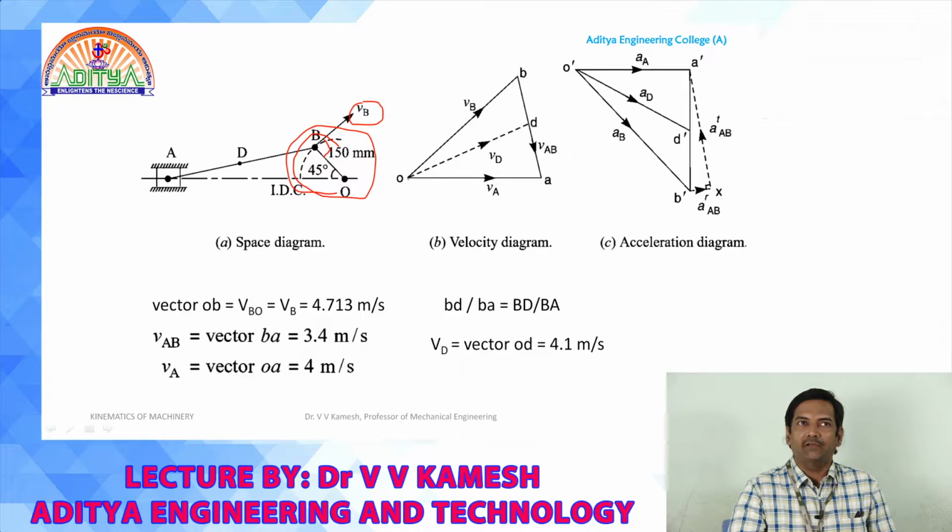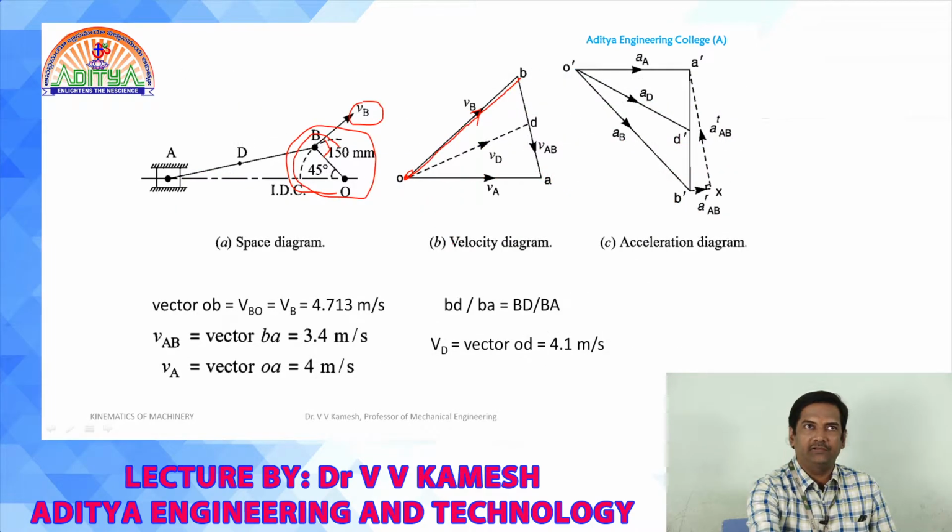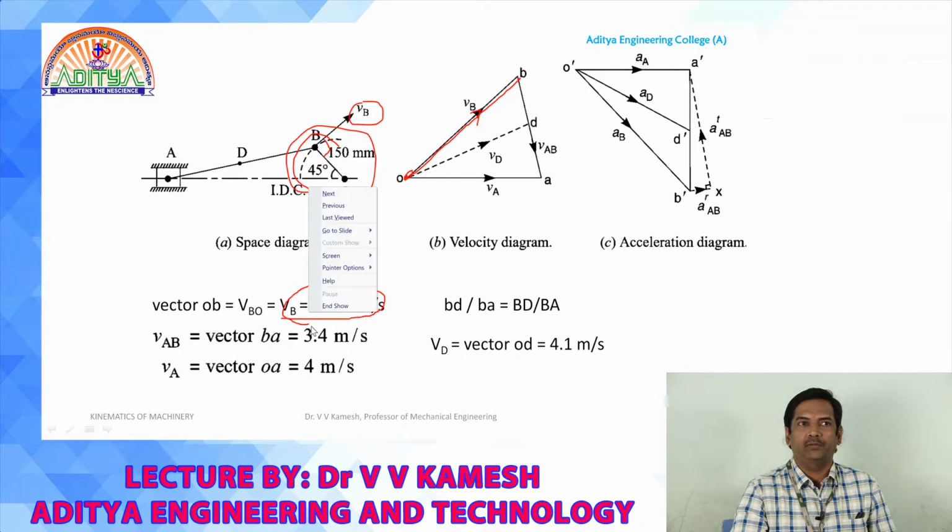So, in the velocity diagram, first we need to start with O. Parallel to this VB direction, we will draw OB, which is equal to the VB calculation. How will VB be calculated? VB equals omega into R. This omega is already given: omega equals 2 pi N by 60, 2 pi into 300 by 60, and the crank radius is given as 150 mm. So, the velocity of B is going to be 4.713 meters per second.